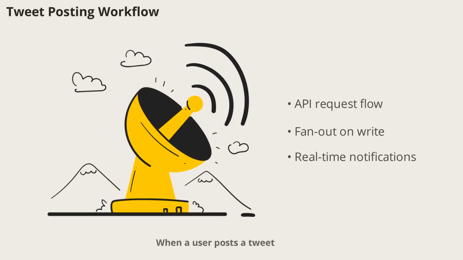When a user posts a tweet, the Android app sends an API request to the tweet service. The service saves the tweet in the tweets table, then notifies the feed service using the fan-out on write method. Followers are updated in real time and notifications are sent via the notification service. This workflow ensures that tweets are instantly visible to followers and authors are notified of engagement.